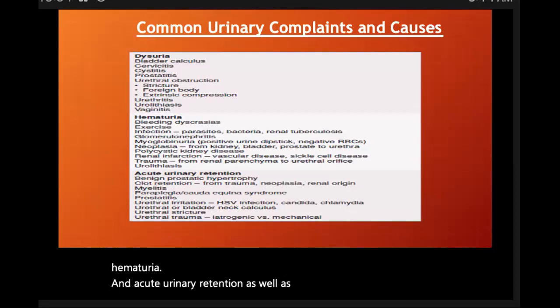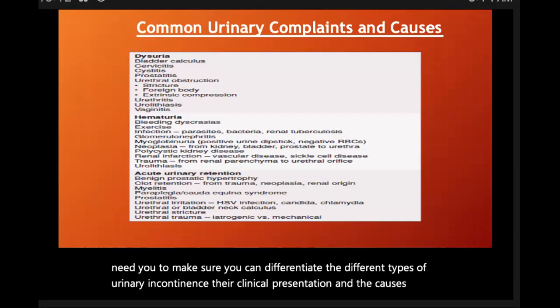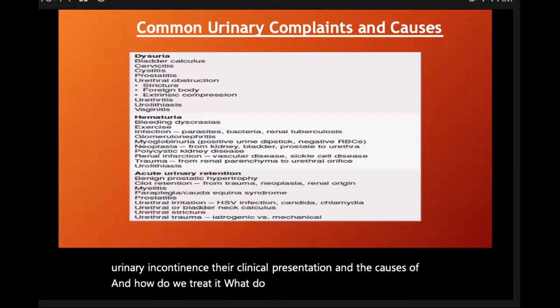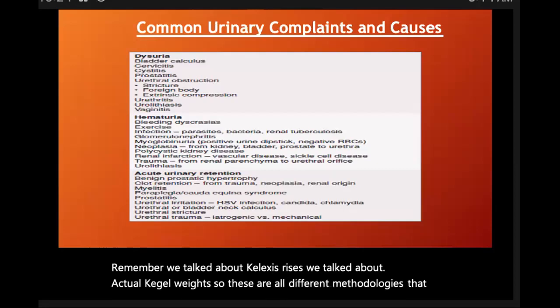Very important. I need you to make sure you can differentiate the different types of urinary incontinence, their clinical presentation, and the causes of. And how do we treat it? What are we doing? Bladder training. Remember, we talked about Kegel exercises. We talked about actual Kegel weights. So these are all different methodologies that you need to know so you can educate your patient on.